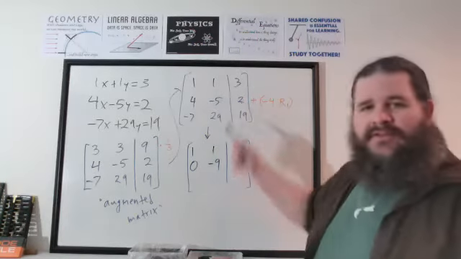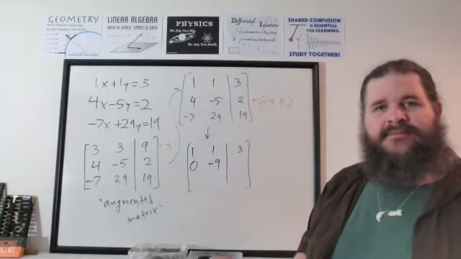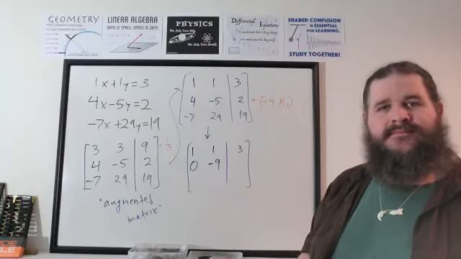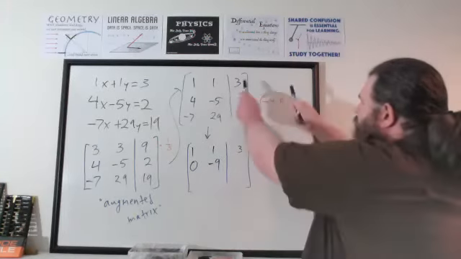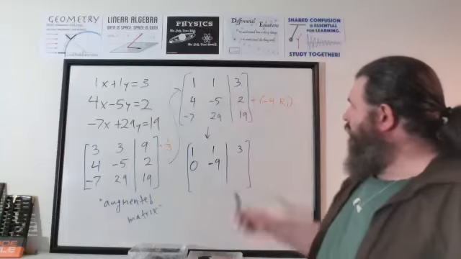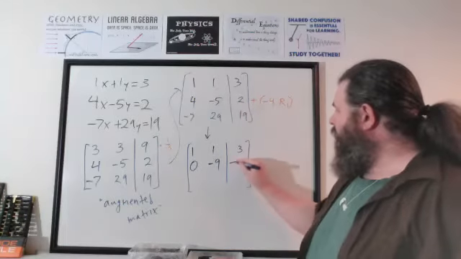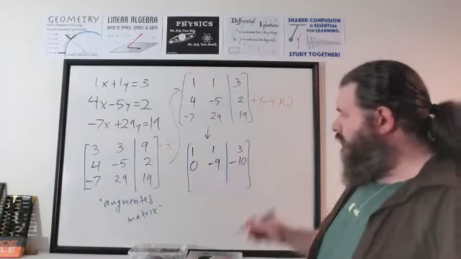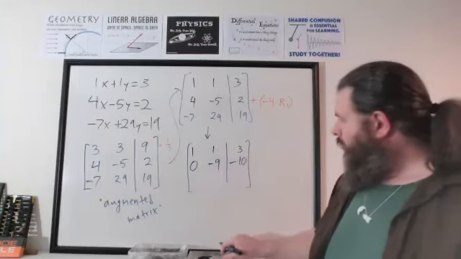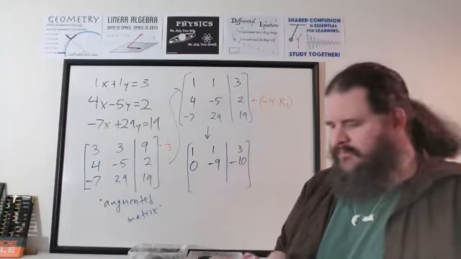And then what are we adding to the 2 here? -12. Yeah, 2 plus 3 times -4 would be -12, so 2 plus -12, -10. So this is our new second row. Any questions on that so far?